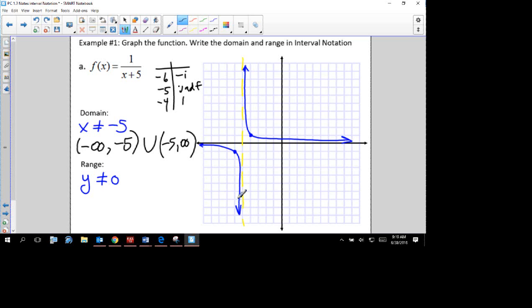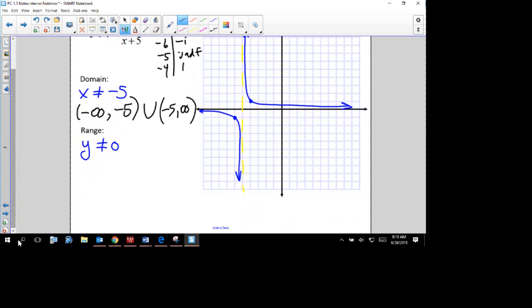The range is similar. It's everything except for 0. So we go all the way down to negative infinity, and there's one piece of the graph that goes up to 0. And then the other piece of the graph starts at 0 and goes all the way up to infinity. We do write these in order from smallest to greatest, so you can't switch around the pieces. You go from left to right or from down to up.